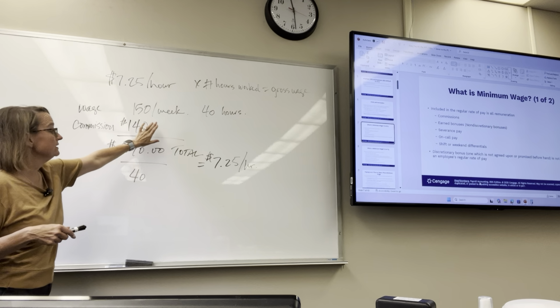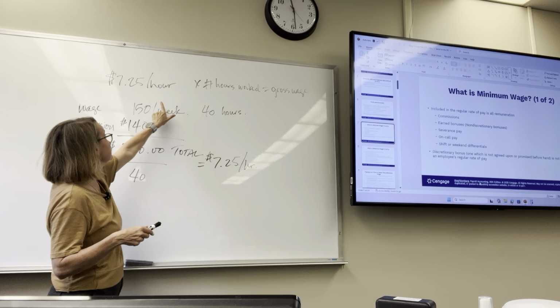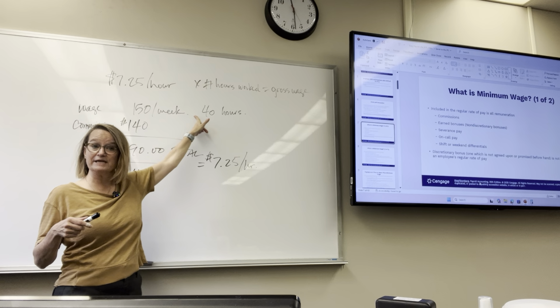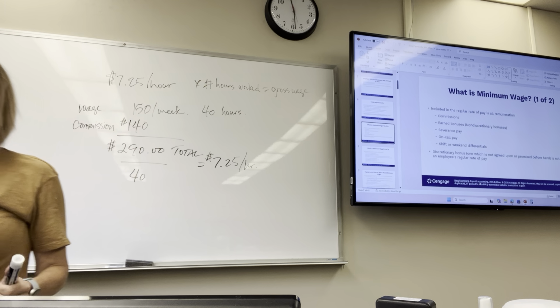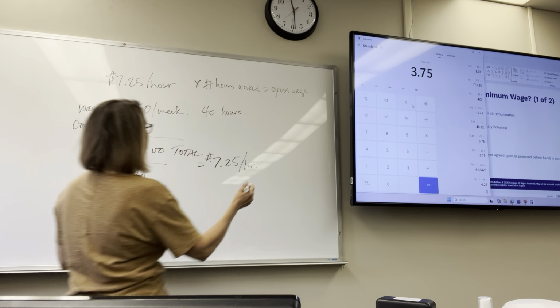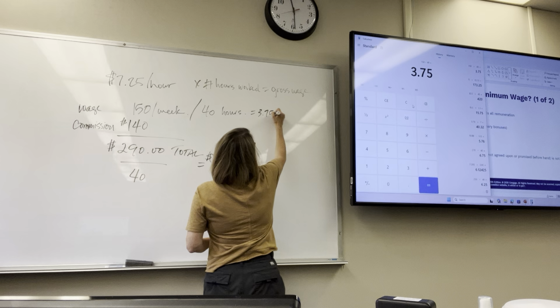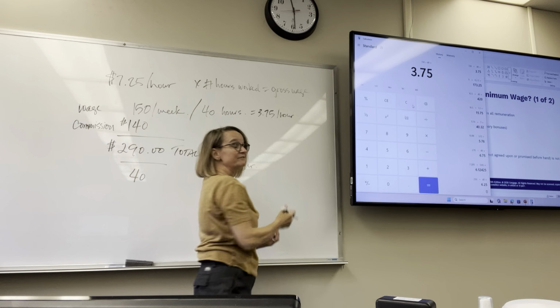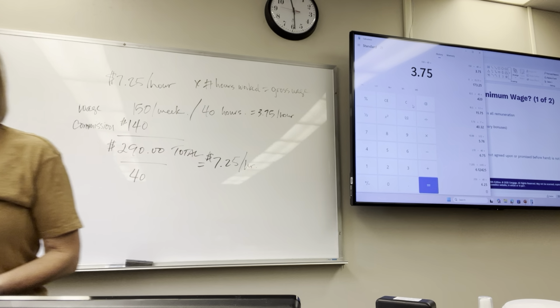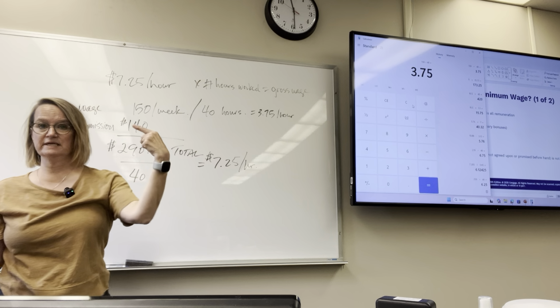If this were a discretionary bonus, then we would have to take the $150 divided by 40 hours to get the hourly rate. Let's just do that calculation while we're here. I don't know why I can't do that in my head, but so $3.75 an hour. Obviously, that's not meeting the minimum wage requirements. The employer is going to have to pay more than the $150. They're going to have to increase that amount.